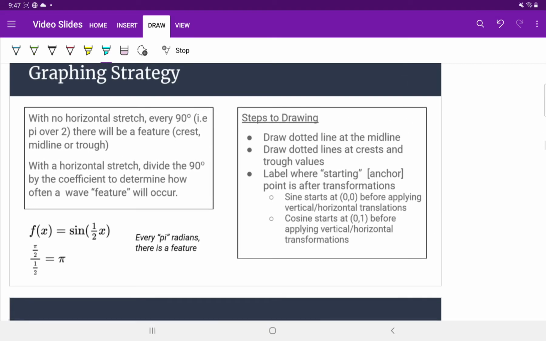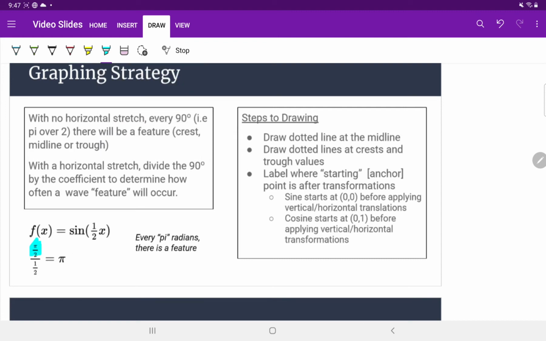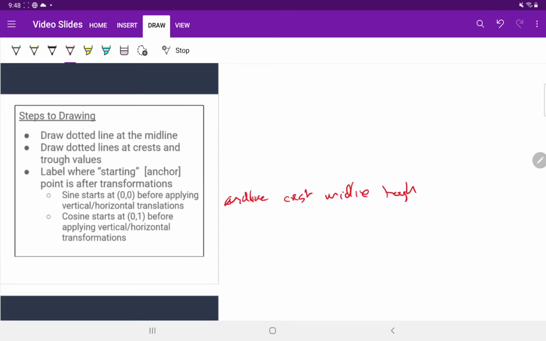And finally, when it comes to sine and cosine, the one little trick that I like telling students is every pi over 2, something is happening, okay? When I mean that something, it's a kind of little pattern. Midline, crest, midline, trough, rinse and repeat. Midline, crest, midline, trough, midline, crest, midline, trough.